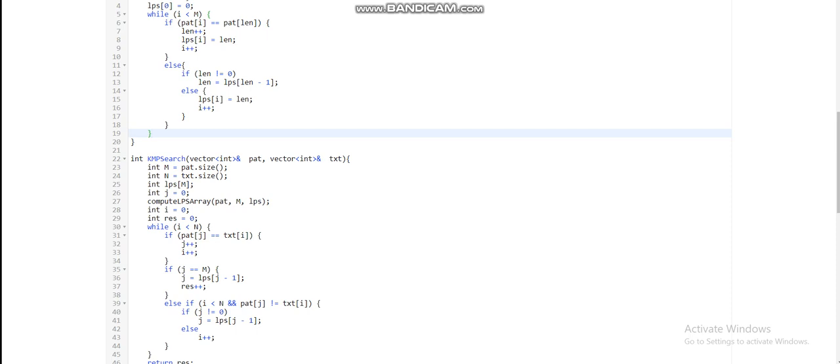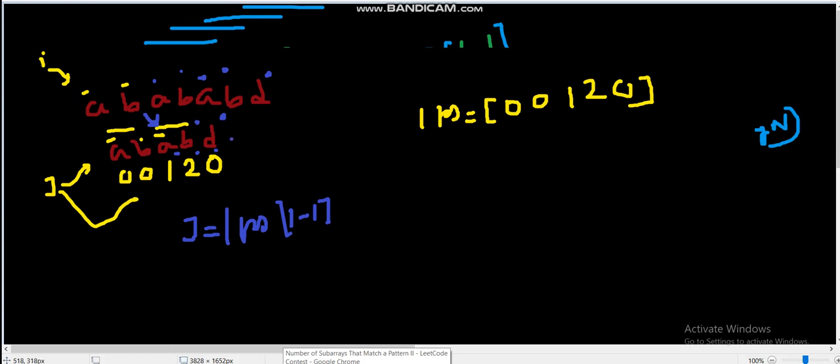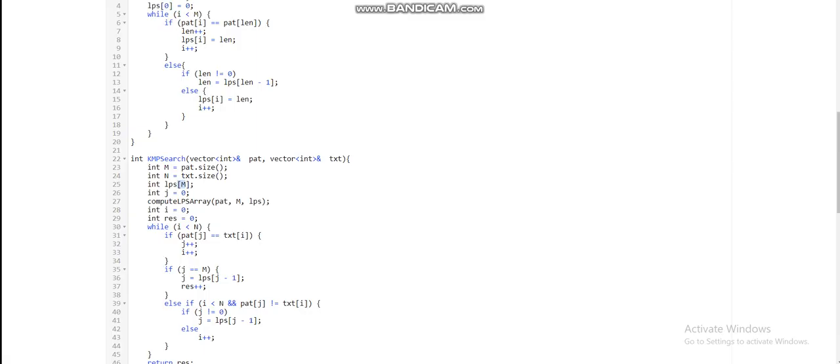Initially we have initialized the i pointer and j pointer to 0. Now if the pattern of j is matching with the text of i, we are incrementing the value of i and incrementing the value of j. Now if j equals m, that means we are at the end of the pattern, that means we have found a match. That's why we are incrementing the value of the answer here.